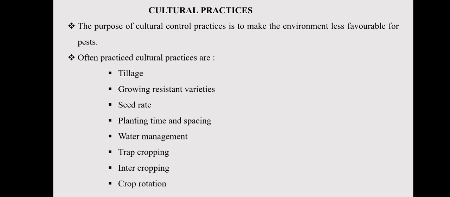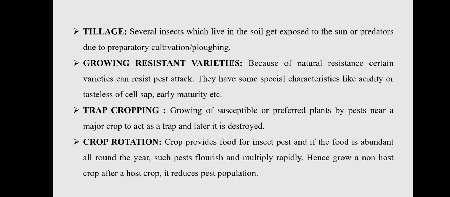Some of them can be used for reducing pest infestation, such as tillage, growing resistant varieties, seed rate, planting timing, spacing, water management, trap cropping, intercropping, crop rotation, etc. Tillage. Tillage means mechanical manipulation of soil. By this preparatory cultivation, insects which are hidden in the soil are exposed to sun or predators. By this, the insect pest population can be reduced.